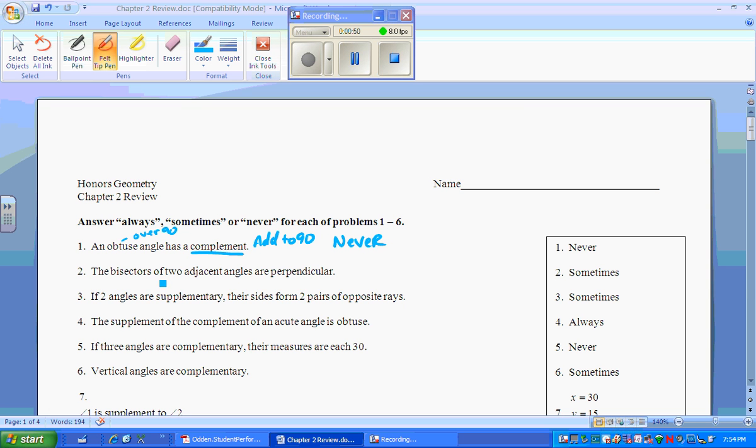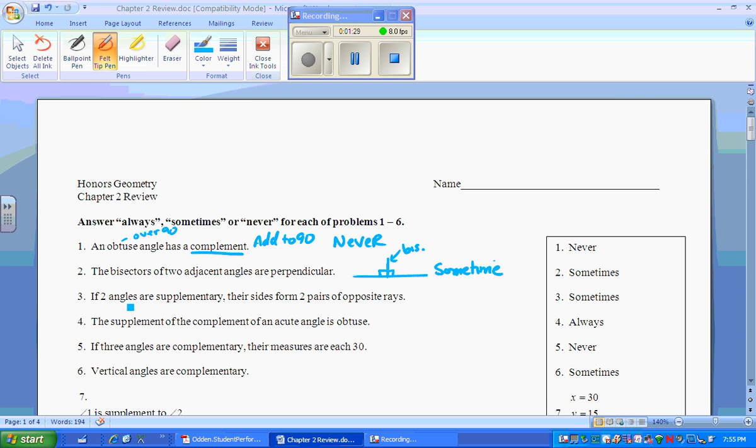Number 2, the bisector of two adjacent angles are perpendicular. Well, if you think about it, if you have two adjacent angles, the only time that a bisector bisects to be perpendicular would look like this picture. This is 1 out of a million times that this happens. So this answer ends up being sometimes, because one time this can happen, where this is the bisector and these two angles are adjacent.